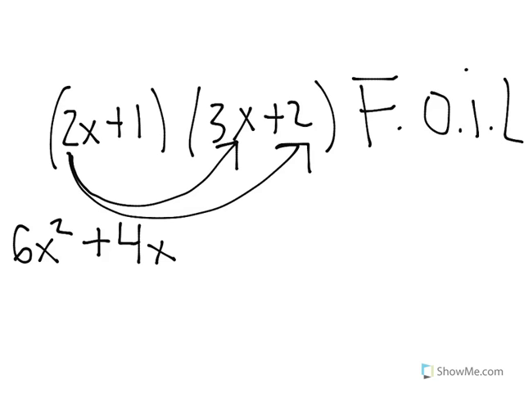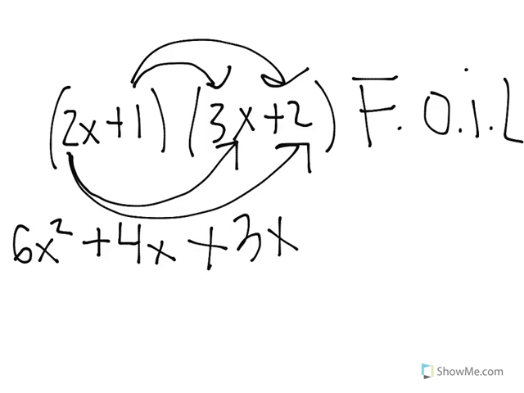And then inside is last, so you do your 1 last, so you multiply 1 by the 3x and a 1 by the 2. So you're going to multiply 1 by 3x, which is just 3x, and then 1 by 2, which is just 2.